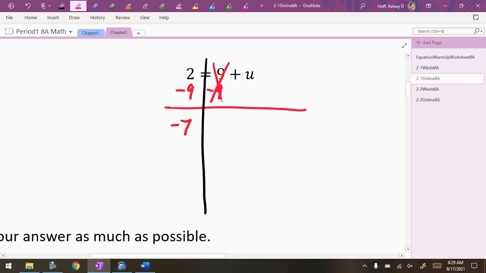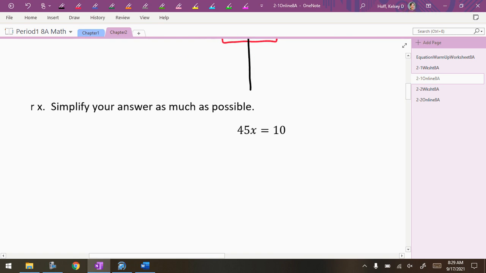These cancel. We still have my equal sign, and you drag down u. Because u is by itself, or if you have a 1u, that's totally fine. You're done here. Okay. Let's go to the next one.